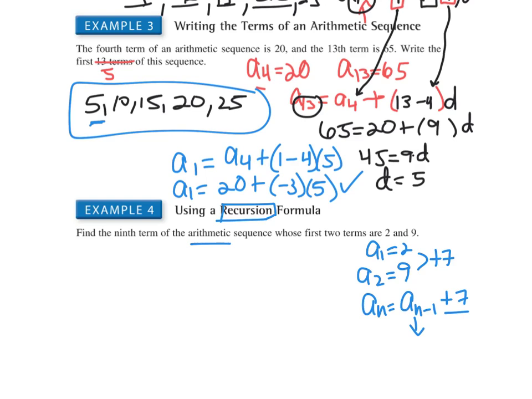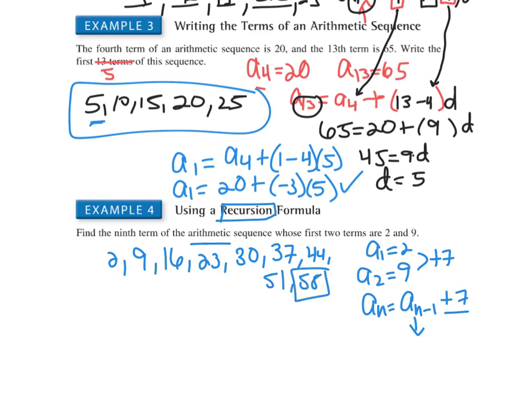Okay? So you could just keep adding until you get over there. So they're saying just keep adding 7 until you get to 9. So it would be 2, 9, 16, 23, 30, 37. We have 1, 2, 3, 4, 5, 6, 7. So that'd be 44. 8 would be 51, and 9 would be 58. So you could use that instead.